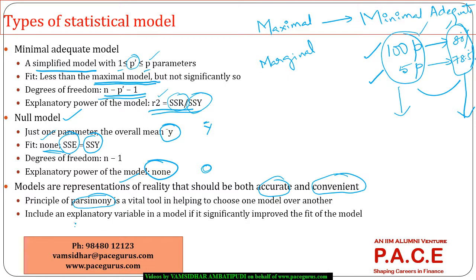So you include a new additional explanatory variable in the model only if it is significantly improving the fitness of the model. Otherwise there is no point. Just with a marginal improvement in the fitment of the model, you cannot include an additional variable. So these are some of the points that you have to keep in mind, whatever kind of statistical model we are choosing. But in most cases, what you observe is that you will be going ahead with the minimal adequate model. That should be the most optimal out of all the different kinds of models. But yes, we need to have a good understanding of all these kinds of models as well.